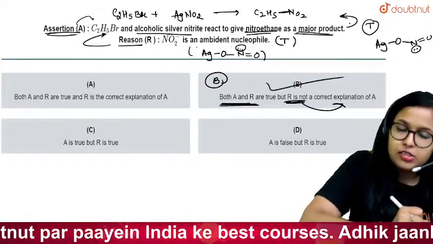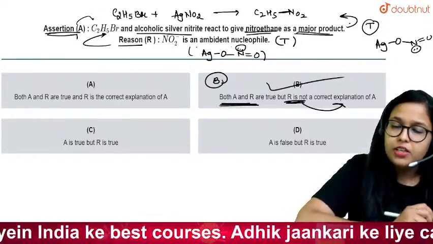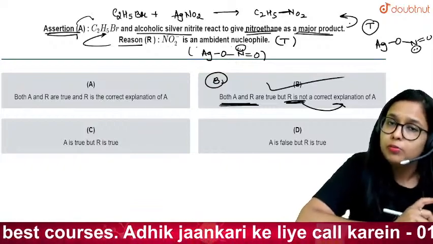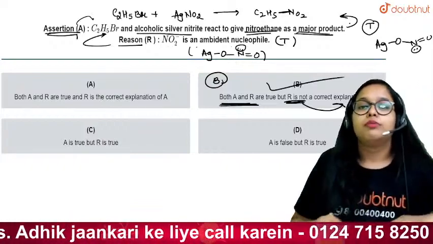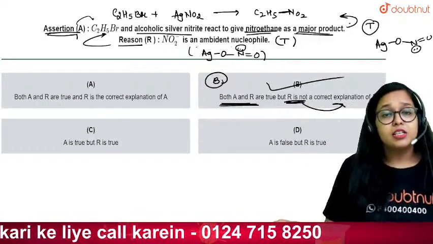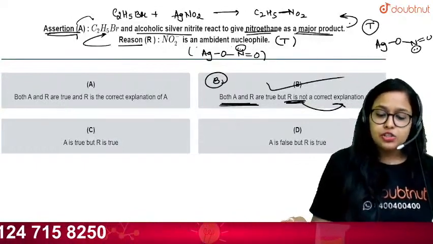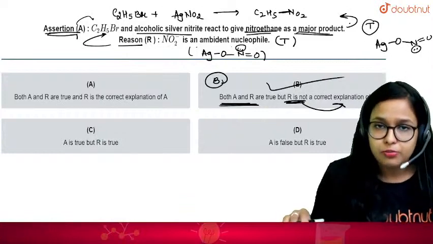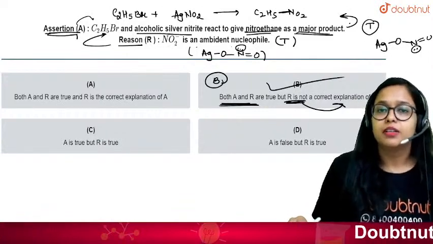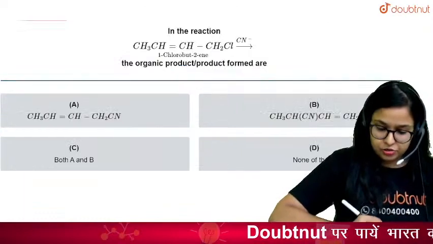We know assertion is a right statement. Whatever it has written, it is a true statement. NO2 minus is also an ambident nucleophile. It is also a true statement, but this is not the correct explanation for your assertion statement. So A and R are true, but R is not the correct explanation of the assertion statement.